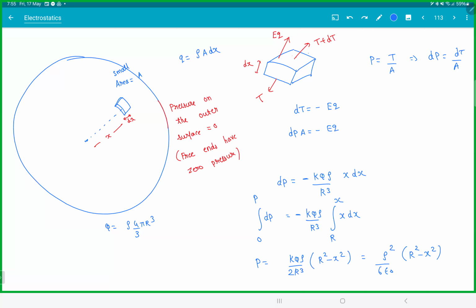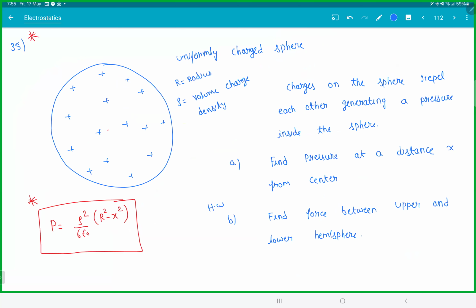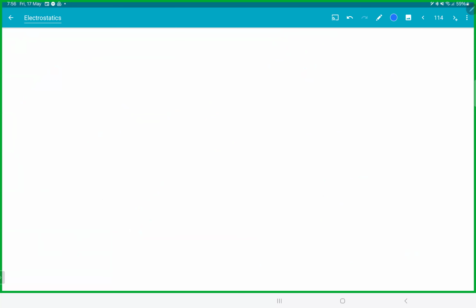But it's a pretty good one. Have a look at this. Try to understand. Now, the second part is a homework question that you try. Find the force between upper and lower hemisphere based on this. Let's see one last one.